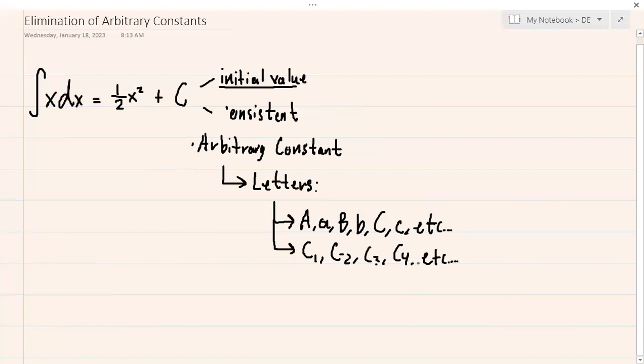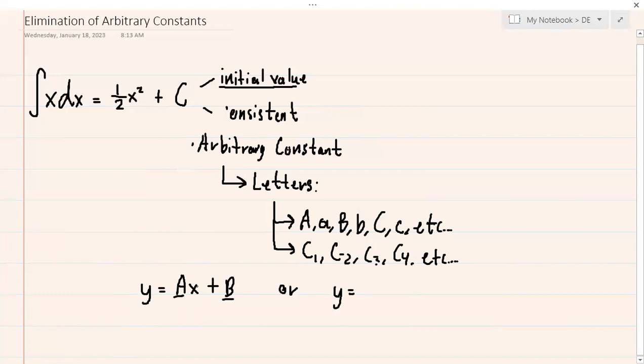Okay? Let me give you an example. Pwede siya ganito. y is equal to ax plus b. O, di ba? So you have two arbitrary constants. Or, pwede pala siyang ganito.